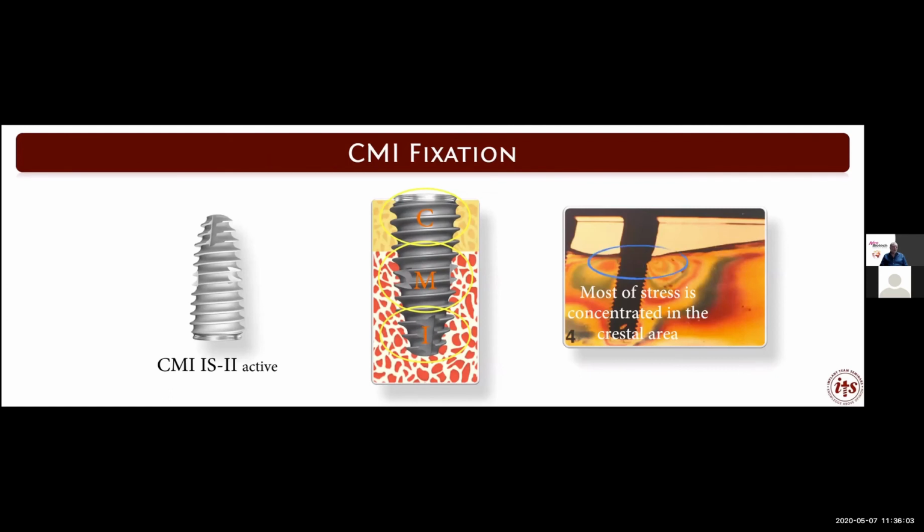With type 1 or type 2 bone, remember this is very dense bone with a very small cortical area, crestal cortical region. Most of the stress is at the juncture of the cortical bone and the implant. The CMI concept and its immobilization helps to ameliorate this problem.